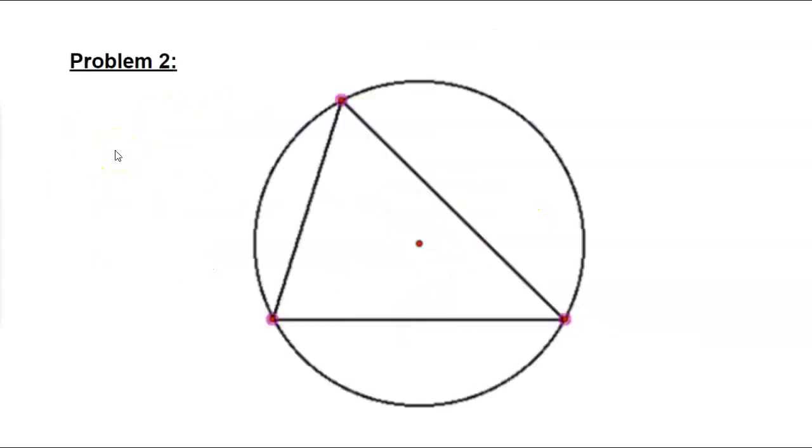For problem number 2, Kara's father installs cell towers. Since phone signals bounce from tower to tower, they have to be carefully located.